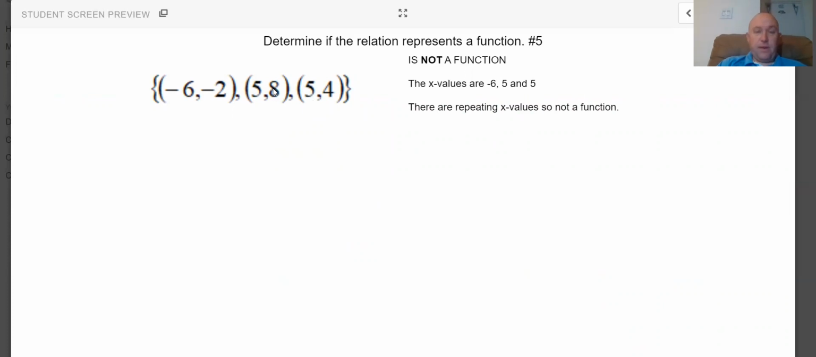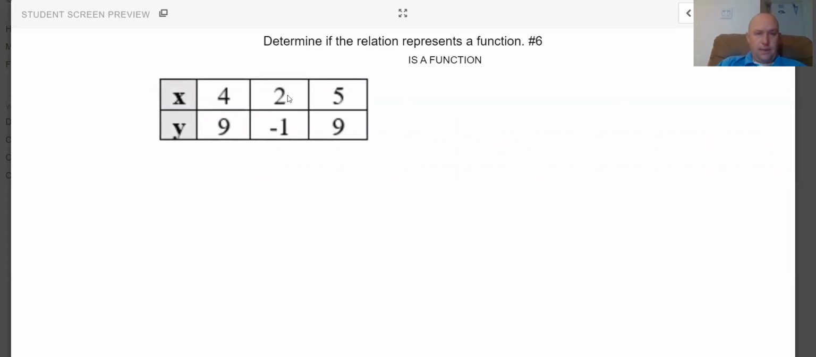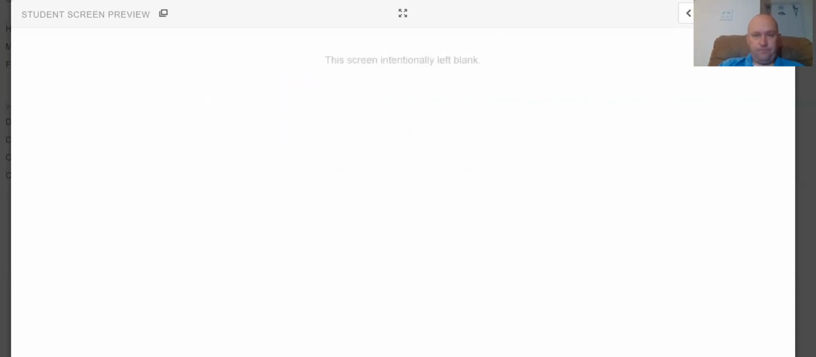-6, 5, and 5. Definitely a repeated x value here with the 5. So for that reason, this is not a function. And looking at x values here, so 4, 2, and 5, all different. So this one is a function. Once again, notice they put the y values the same, but we're only interested in x values when we're checking for a function.